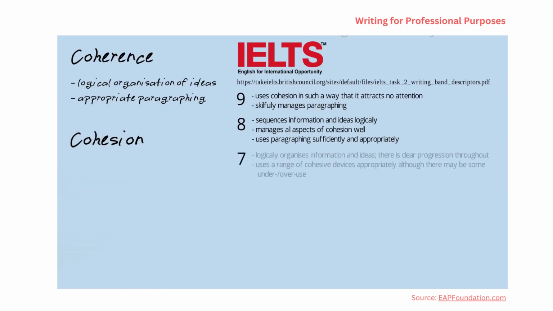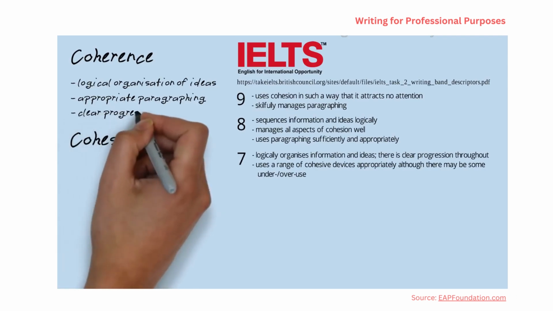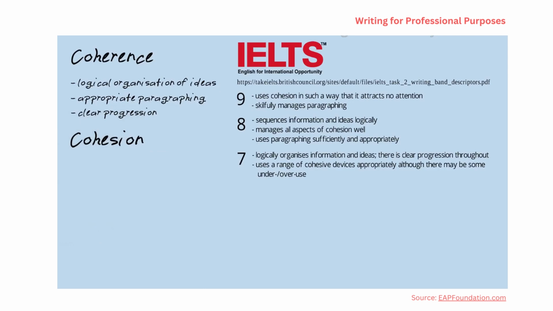These are the criteria for Band 7. Logically organises information and ideas. There is clear progression throughout. Uses a range of cohesive devices appropriately, although there may be some under or overuse. So in terms of coherence, we have clear progression. And these are all things I talked about earlier. Logical organisation, having clear paragraphs with clear topic sentences, and clear progression.